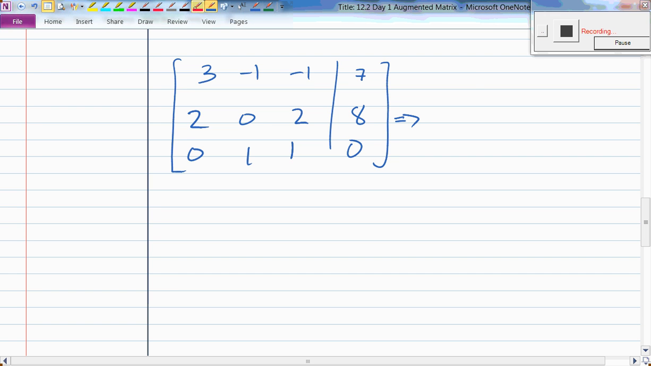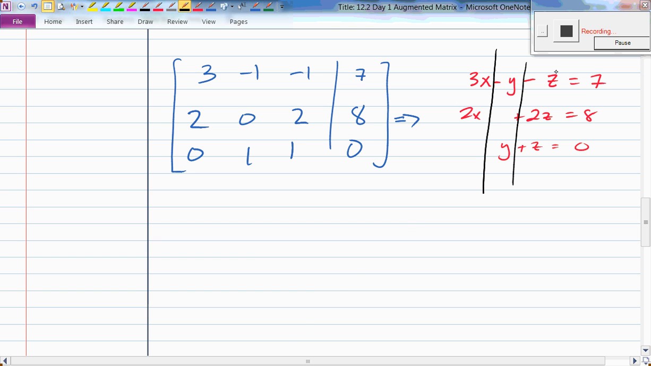3x, okay, hold on, let me get there. 3x minus y minus z equals 7. Then I got what? 2x plus 2z equals 8. Very good. Then what else you got? y plus z equals 0. Good. Okay, I want you to notice all of my x's are still lined up, all of my y's are still lined up, all of my z's are still lined up, and all my answer columns are still lined up. So it's important that we keep things organized vertically. Does that make sense?